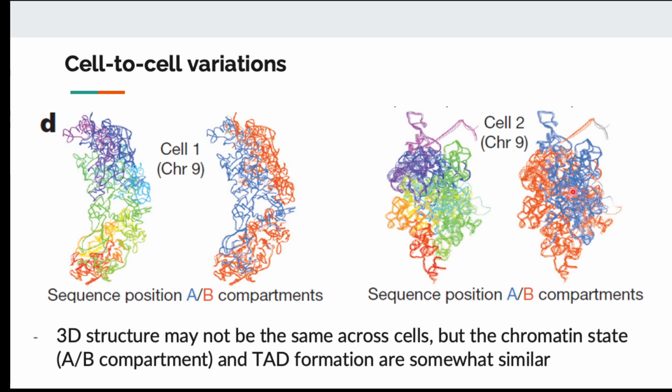So that's why when we analyze bulk chromatin conformation capture data and we identify TAD and identify AB compartment, the data can be noisy, because we are seeing slightly different organization across cells on the same heat map.